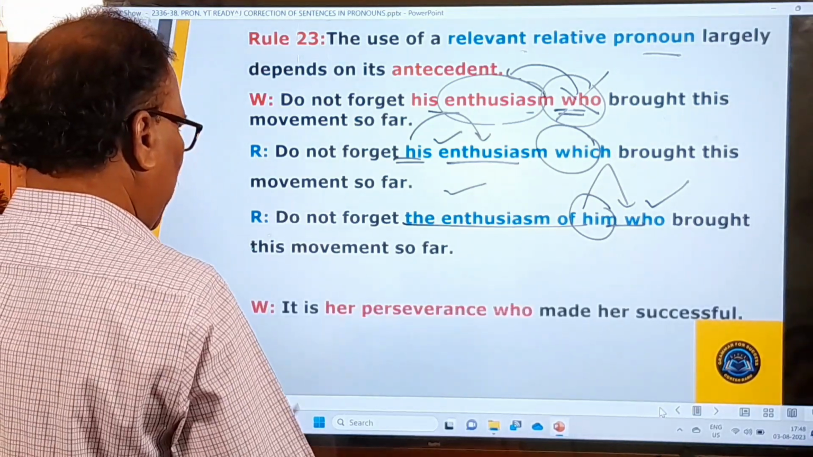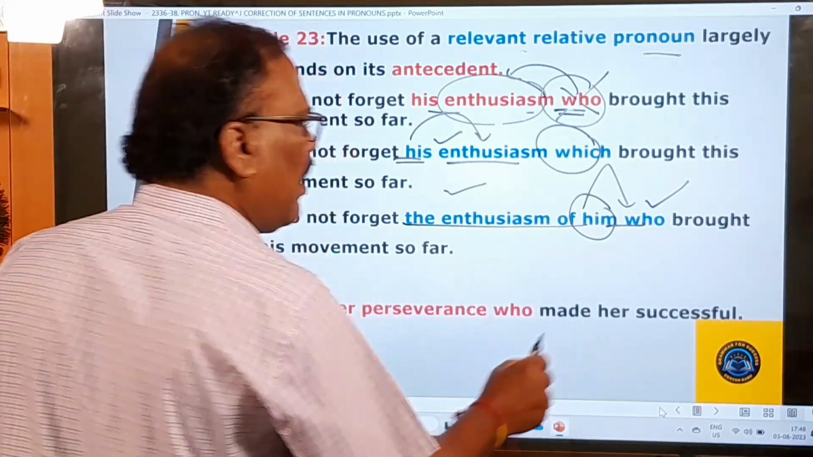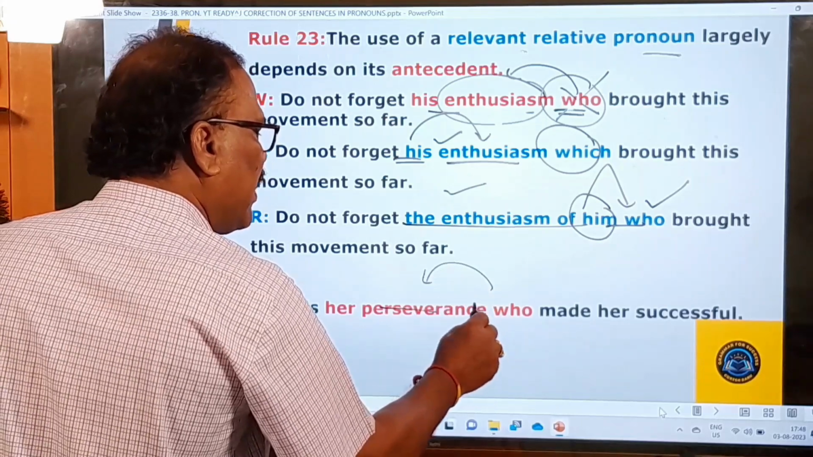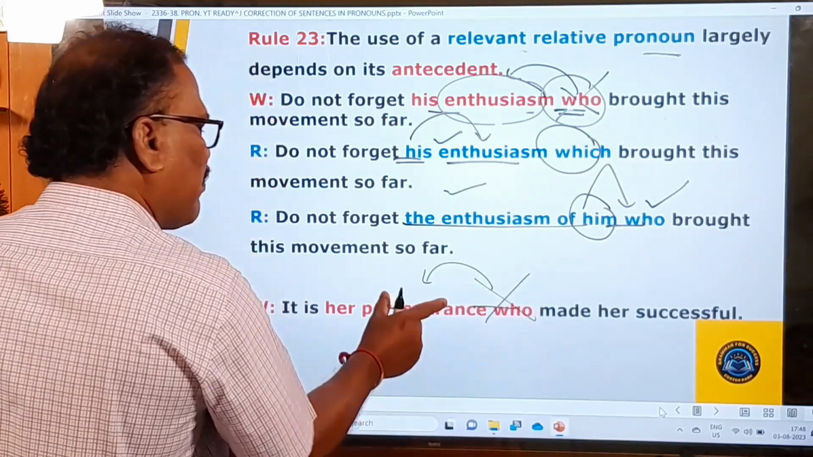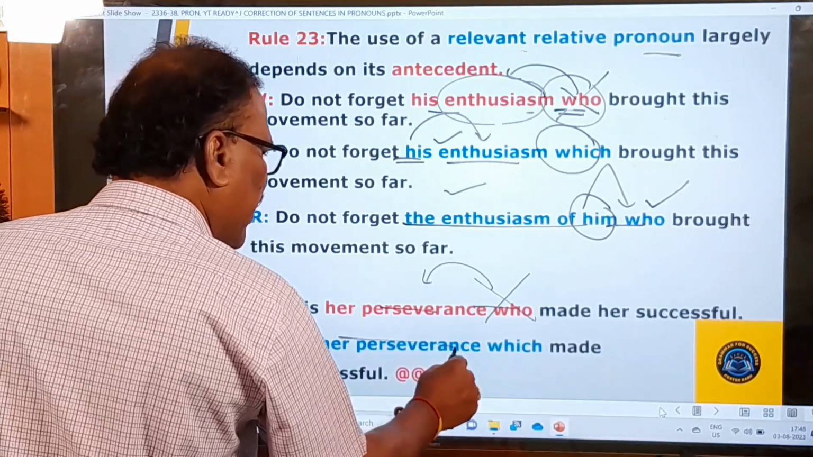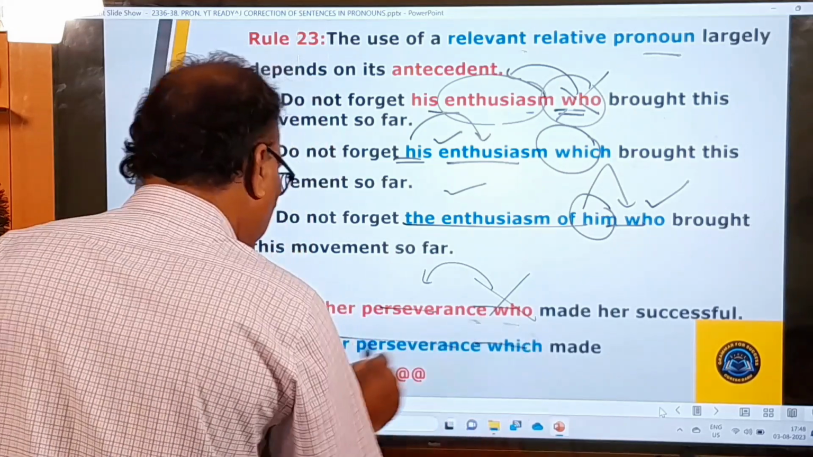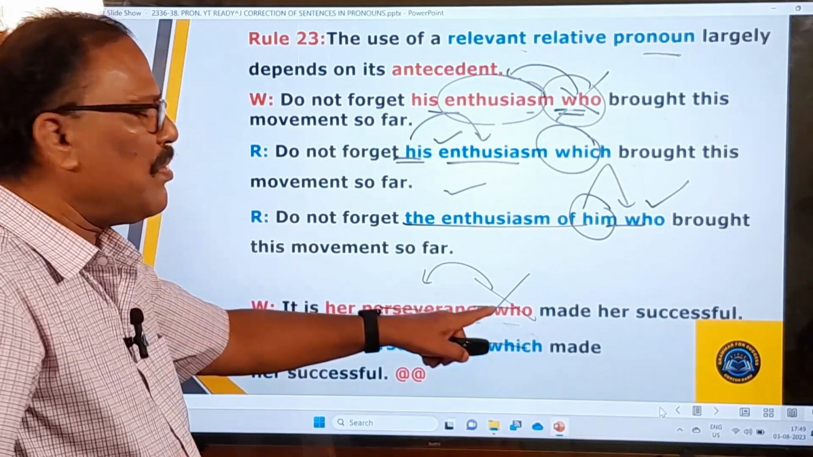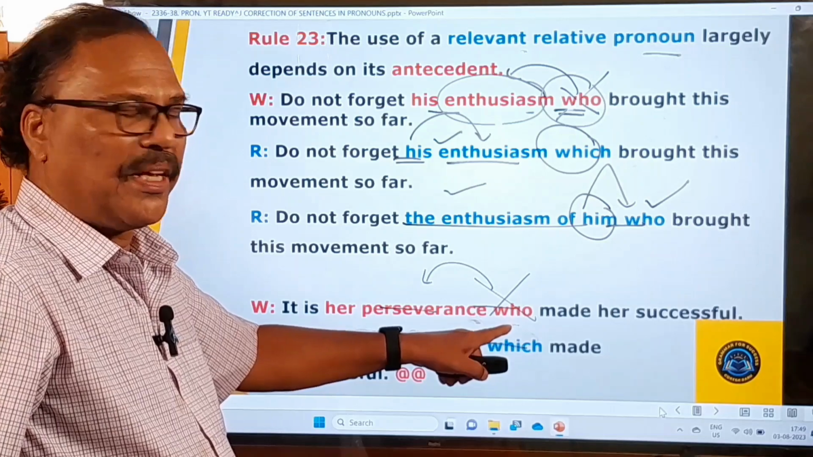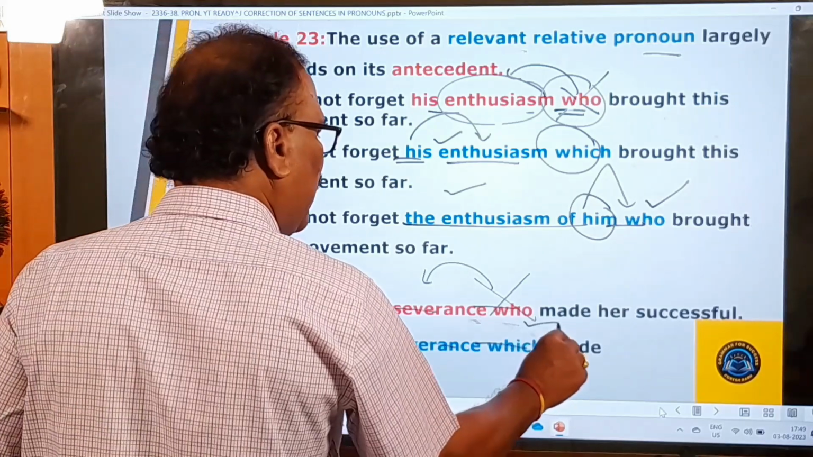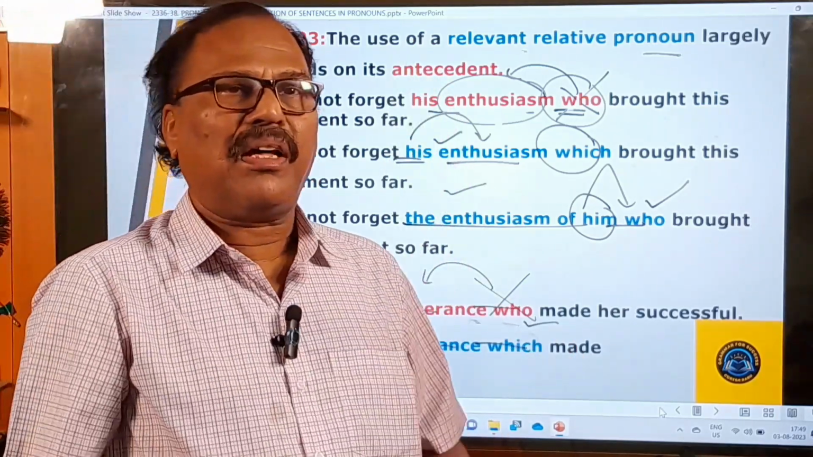One more example is given here. It is her perseverance who made her successful. Here, this perseverance is the antecedent of this who. But here this who is wrongly used because perseverance is a thing. Right? And what should be the right one? It is her perseverance which made her successful. So here perseverance is a thing, that's why you should not use who. And what should we use to refer to things, animals, and places? We should use only which. So in this way, the relevant pronoun should be used according to the antecedent.